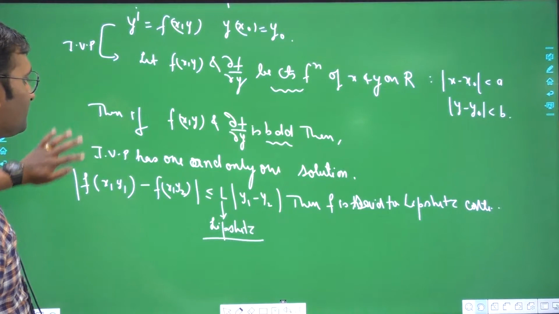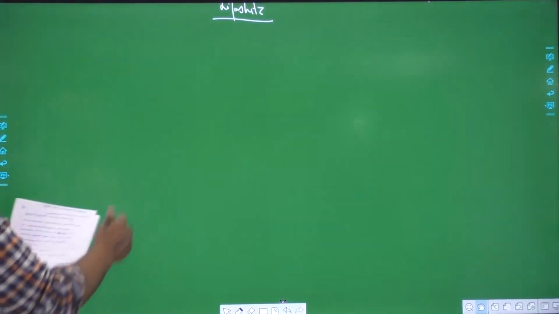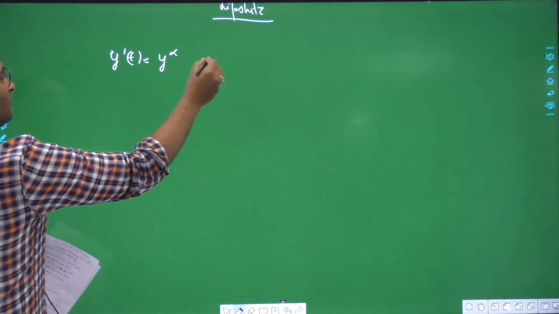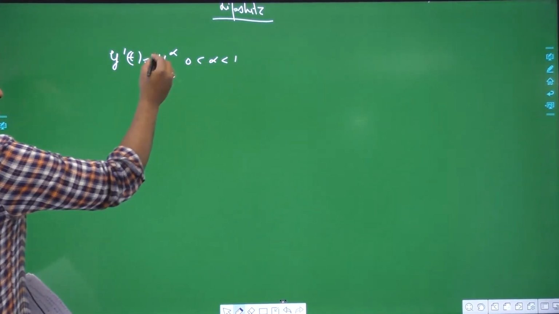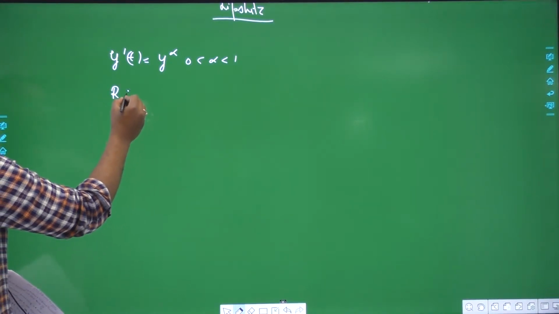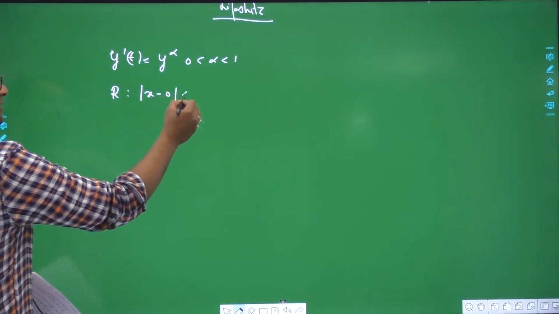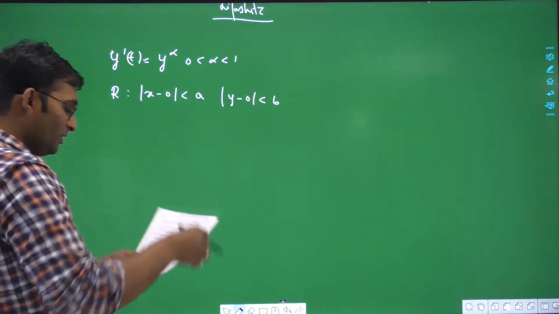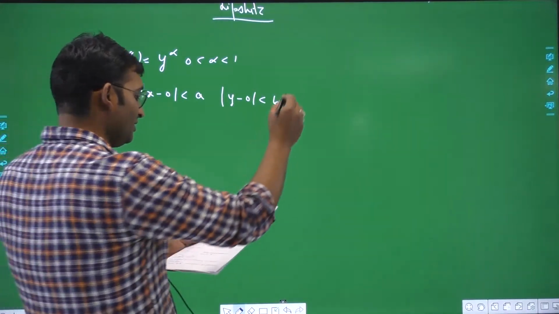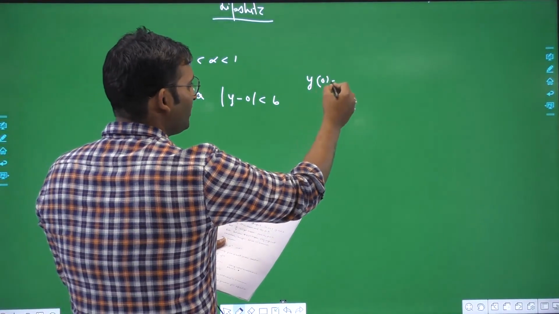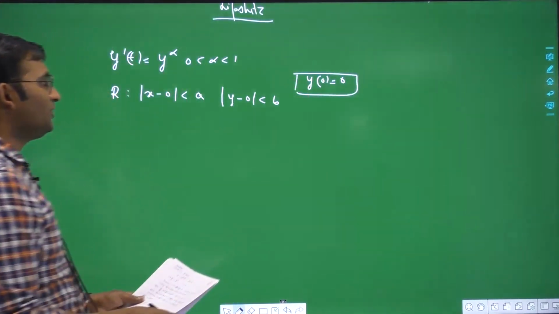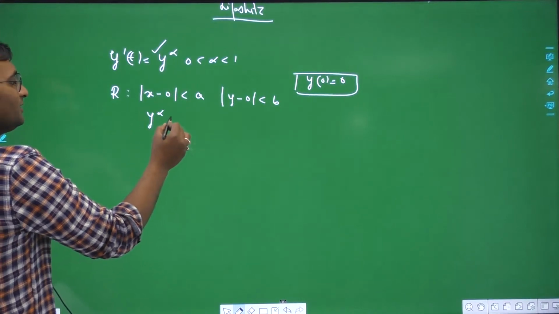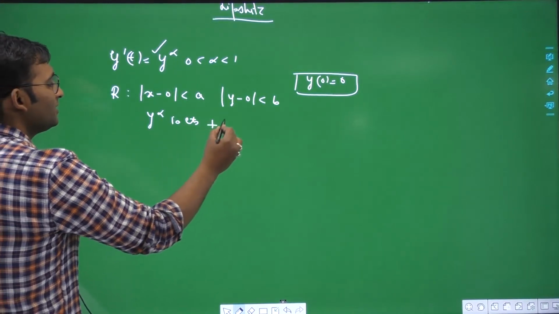Why? Because the question that has been given in your examination is y' = y^alpha, where alpha lies between 0 and 1. If you consider any rectangle enclosing the initial conditions, like |x - 0| < a and |y - 0| < b, because the initial condition given to you happens to be y(0) = 0, so your x0 and y0 happen to be 0 and 0. If you take this arbitrary rectangle, you can clearly see that y^alpha is continuous as well as bounded.